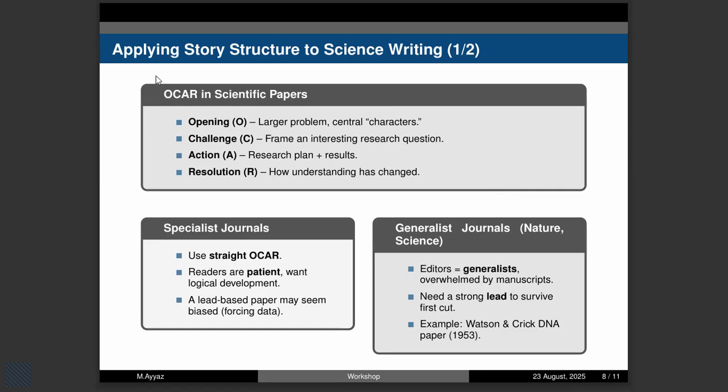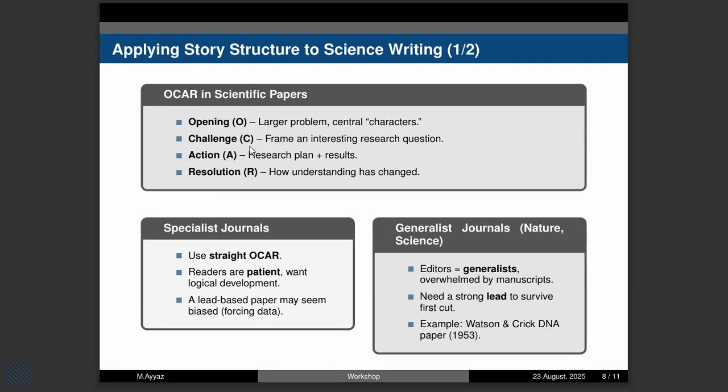You may be asking how we can adopt these structures for our science writing, and how we can make our science writing storytelling in manner, to make it more impactful and influential. In a scientific paper, we usually adopt the OCAR structure. We first start with an opening that gives the characters, the context, and the bigger problems that we are addressing in our paper.